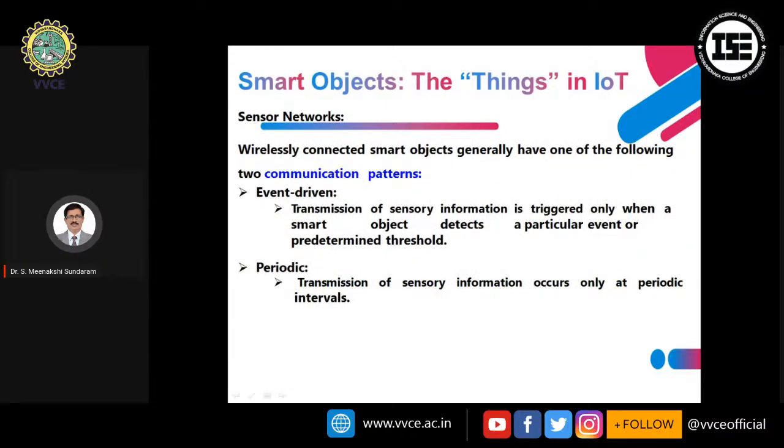And communication in these sensor networks can be of two types, either event-driven or periodic. Event-driven means transmission of sensory information is triggered only when a smart object detects a particular event or a predetermined threshold. Based on the threshold, whatever we expect, we drive the event and we are able to detect based on the events that are set. Similarly, periodic transmissions of sensory information occur only at periodic intervals.